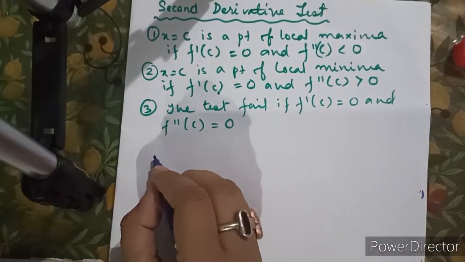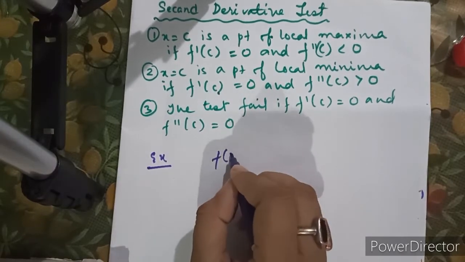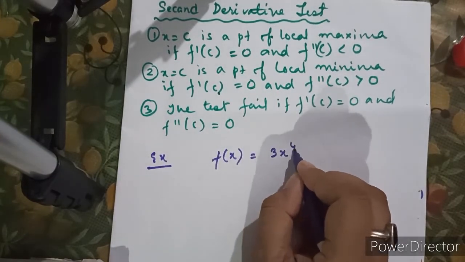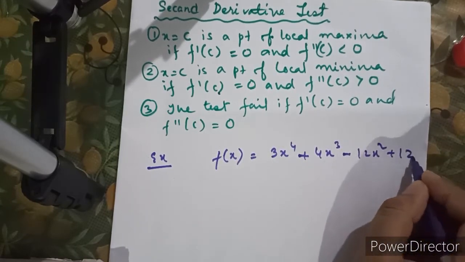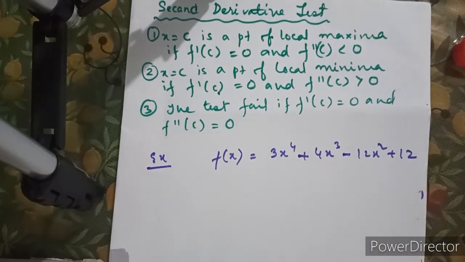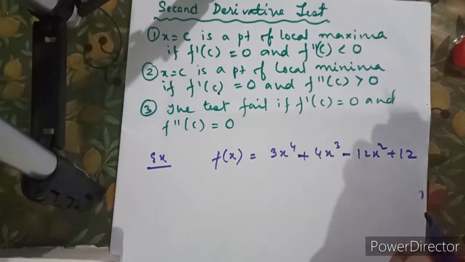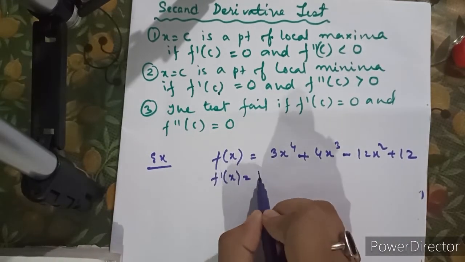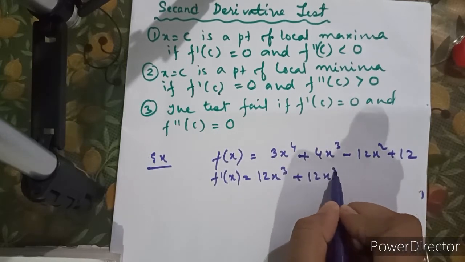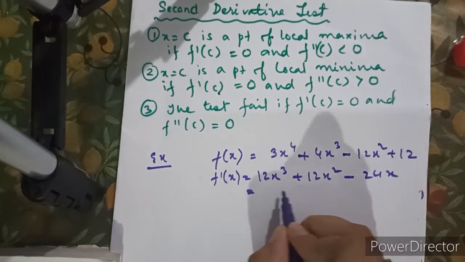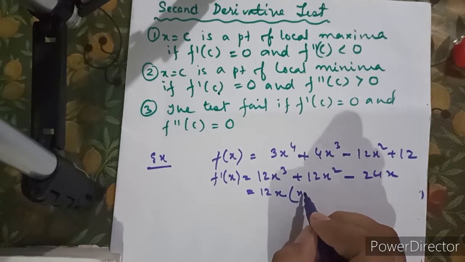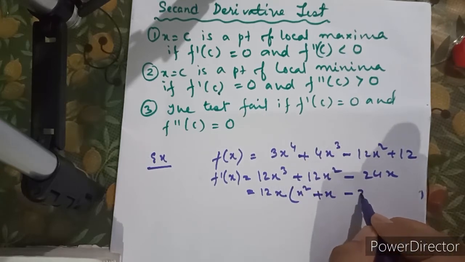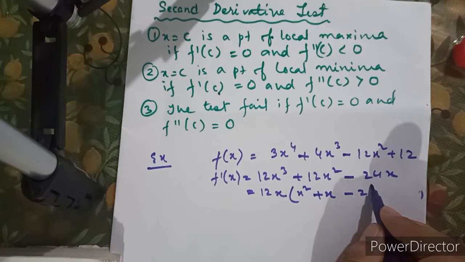So I'll take a small example. Suppose I am taking this function. Using the second derivative test, I shall find its local maxima and local minima values. The first derivative will be 12x cube plus 12x square minus 24x. If I take 12 common and x common, it will be 12x times (x square plus x minus 2).